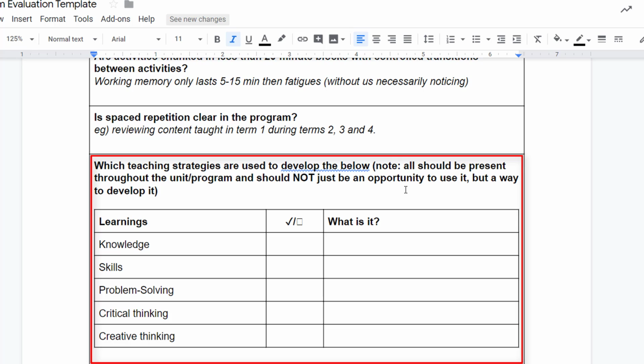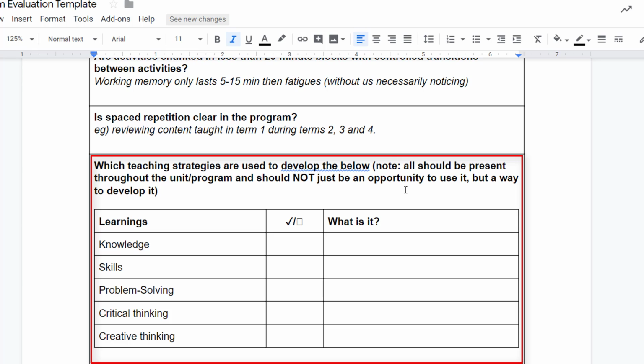Okay, so the next question asks, which teaching strategies are used to develop the list of learnings that are below? Now, all of these should be present throughout a unit or a program, but not necessarily used in every single lesson, but they should be there and they should be developed. Now, this is really important because I often look at programs and provide people with feedback, and the number one spot where this really comes up is for problem solving.